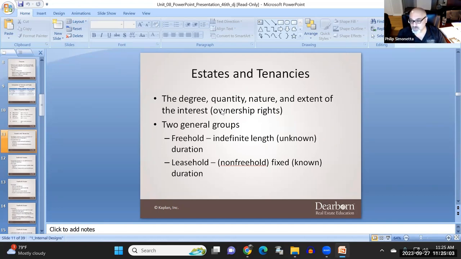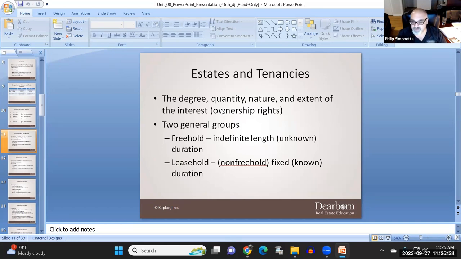You have freehold. A freehold estate is of indefinite length and unknown duration. That's when you buy a property. You buy it today. You don't know when you're going to sell it. You own it. You can do whatever you want with it. If you decide to sell it, you sell it. If you decide to give it to your kids or another person, you do that too. A freehold is an indefinite length, unknown duration. Do whatever you want.